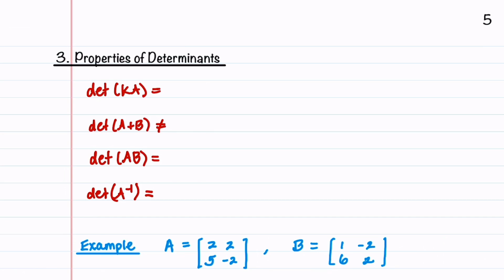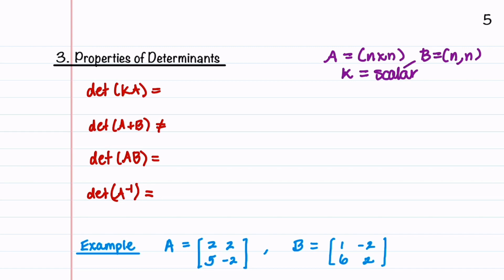We'll now go over some of the more commonly used properties of determinants. Before we begin, we're going to assume that A and B are n by n matrices. So A is n by n, B is also an n by n. And then we're going to assume that k, which appears in our first expression, is a scalar. So k is just a number.